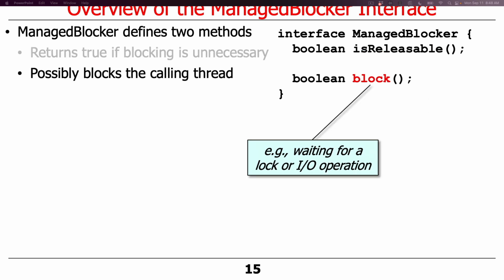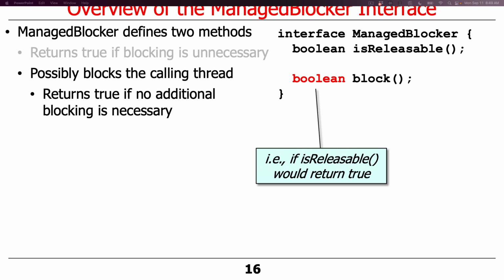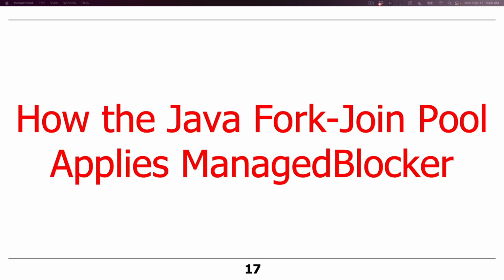And then there's another method called block, which possibly blocks the calling thread, waiting for a lock or an I/O operation. And as we'll see when we look at the actual implementation in the source code shortly, if you need to call block, that's when compensation takes place to add an extra thread, or extra threads ultimately, to the underlying fork join pool. And this returns true if no additional blocking is necessary, if for some reason we managed to get lucky and we got the operation right away.